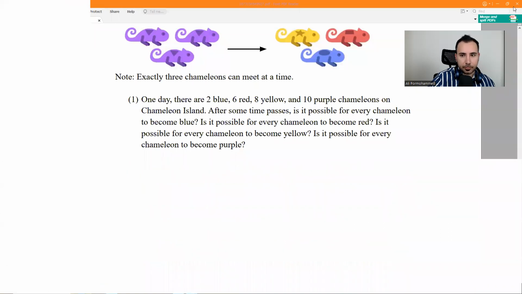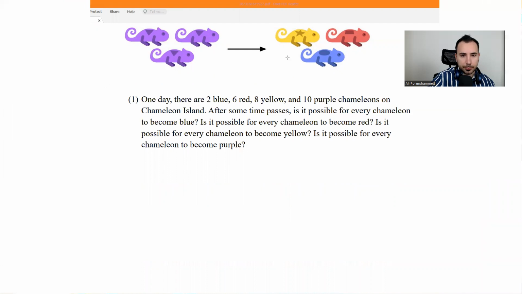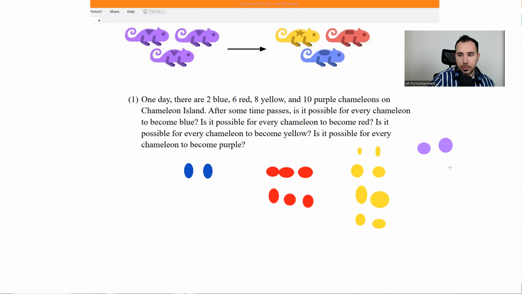We'll have 2 blues. So let's see it here. 2 blues, 6 reds. 3, 4, 5, 6 reds. 8 yellows. 1, 2, 3, 4, 5, 6, 7, 8. And purples. I have purple. 1, 2, 3, 4, 5, 6, 7, 8, 9, 10. So after some time passes, is it possible for every chameleon to become blue?